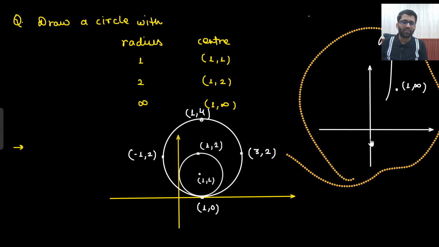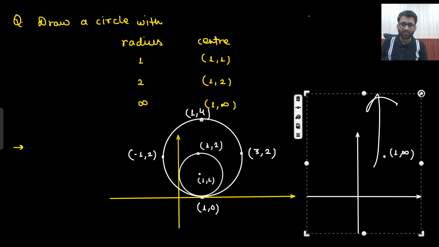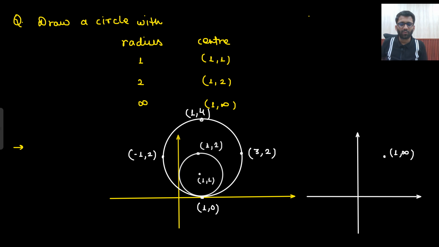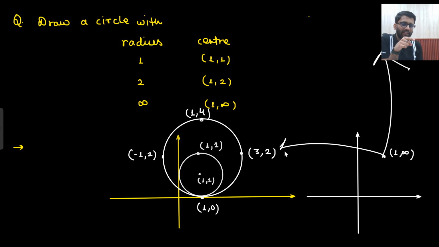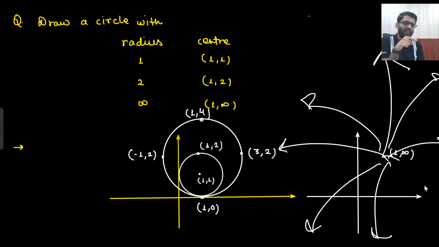So let me take it a bit downward, so that 1, infinity will be too far away. Are you agreeing to this point? Now, from this center, I need infinity distance here, infinity distance here, infinity distance here, and so on. Why is that so? Because my radius is infinity.